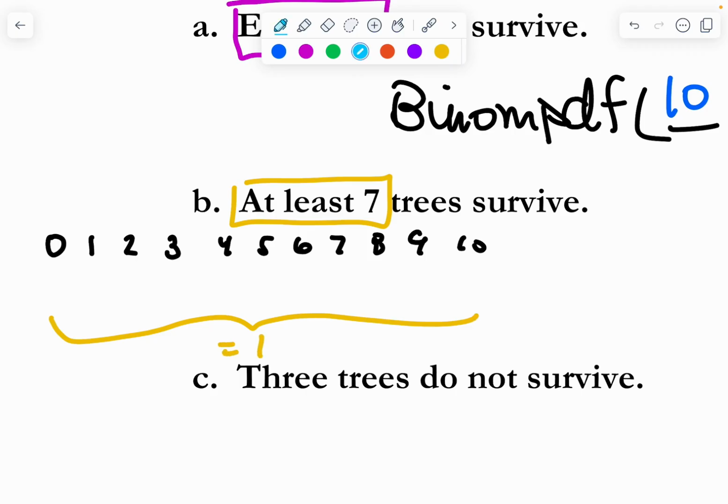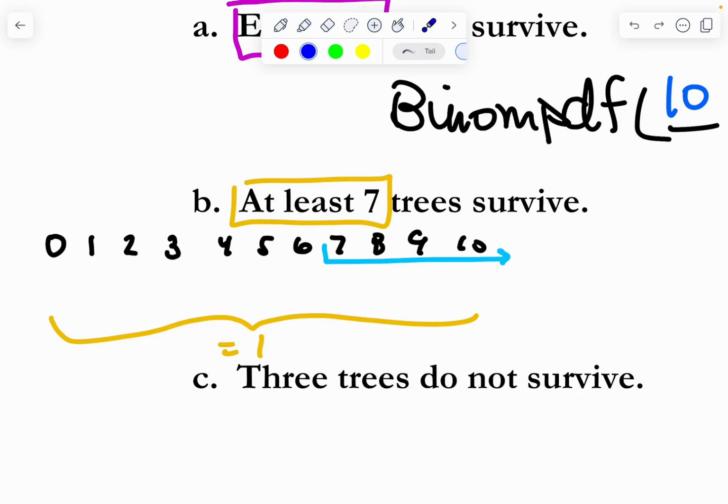Well, they want the probability that at least 7, so 7 or 8 or 9 or 10 survive. This is the probability we want. And we could calculate it by doing 1 minus this probability.